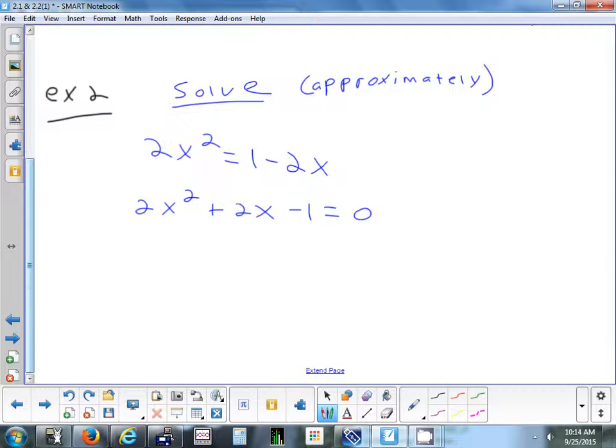Now the reason I moved the 1 minus 2x to the left rather than moving the 2x squared to the right is because you generally want the coefficient of x squared positive, when you're trying to factor, use the quadratic formula, anything like that. It just makes it a little easier, especially for factoring. Now this problem wouldn't factor, so one option would be to either complete the square or use the quadratic formula. But let's try a graphing approach.